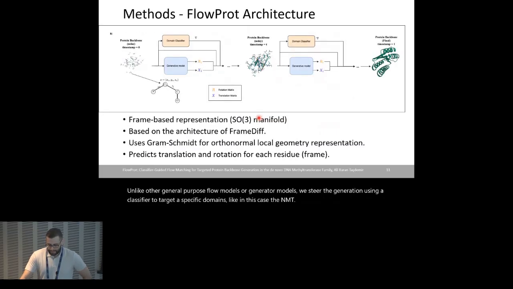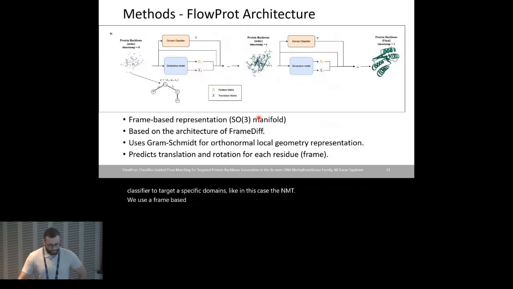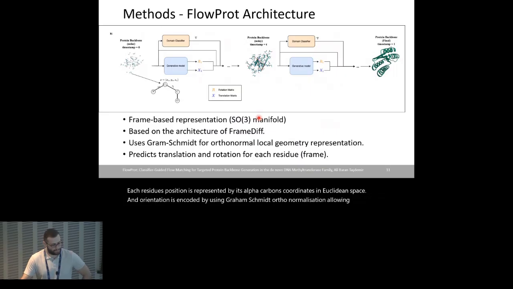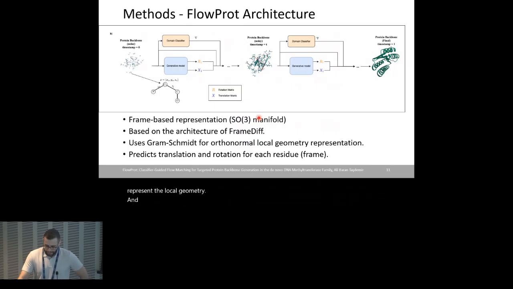We use a frame-based representation derived from FrameDiff. Each residue's position is represented by its alpha carbon coordinates in Euclidean space. And orientation is encoded by using Gram-Schmidt orthonormalization, allowing us to represent the local geometry. And the model learns to predict the translations and rotations that will carry residues to their final position.